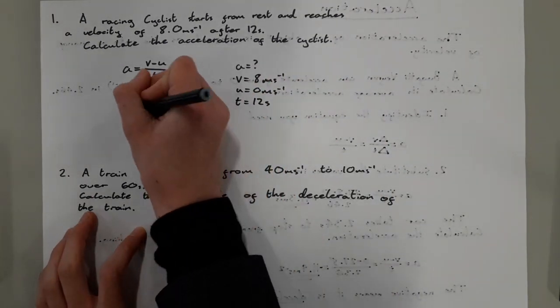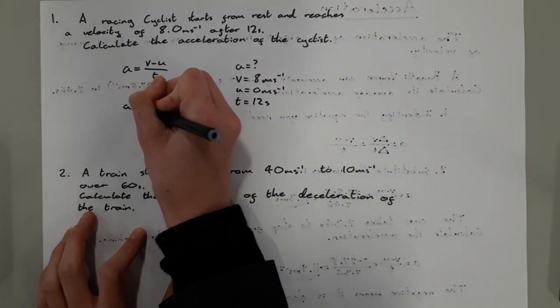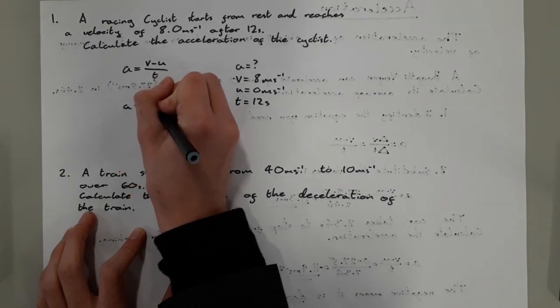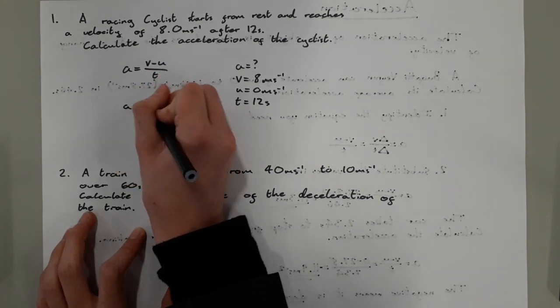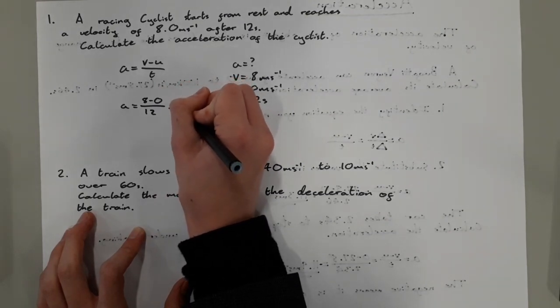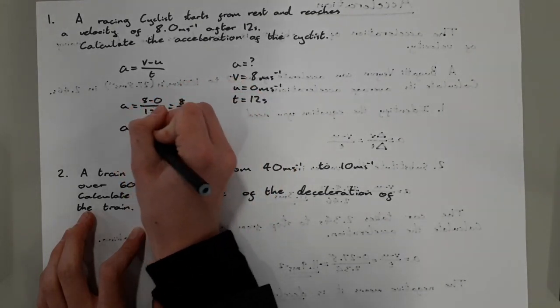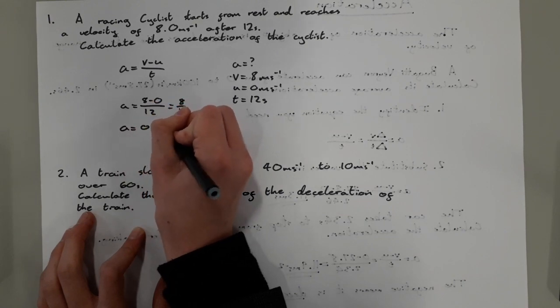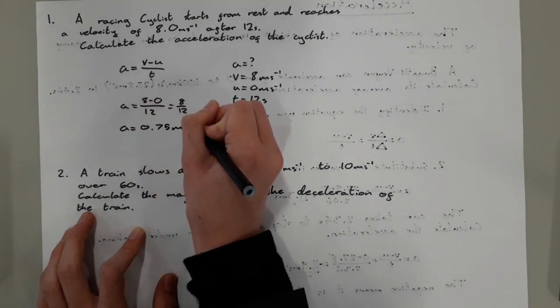So we substitute that in. So a equals 8 minus 0 over 12, which also equals 8 over 12. So a equals 0.75 meters per second squared.